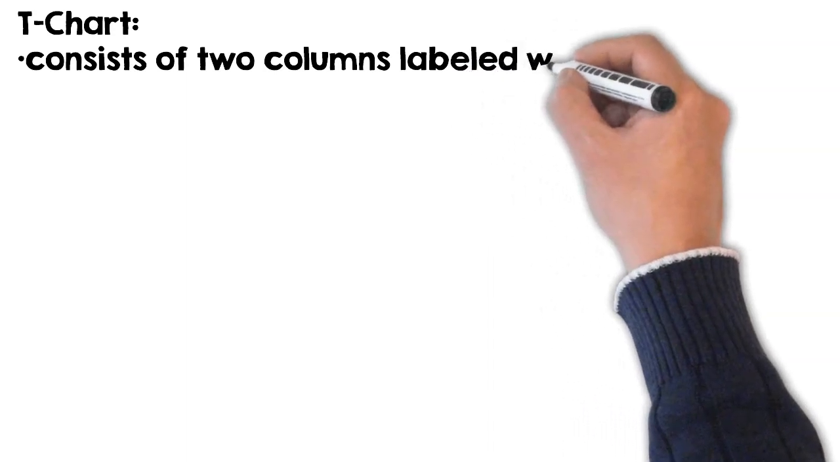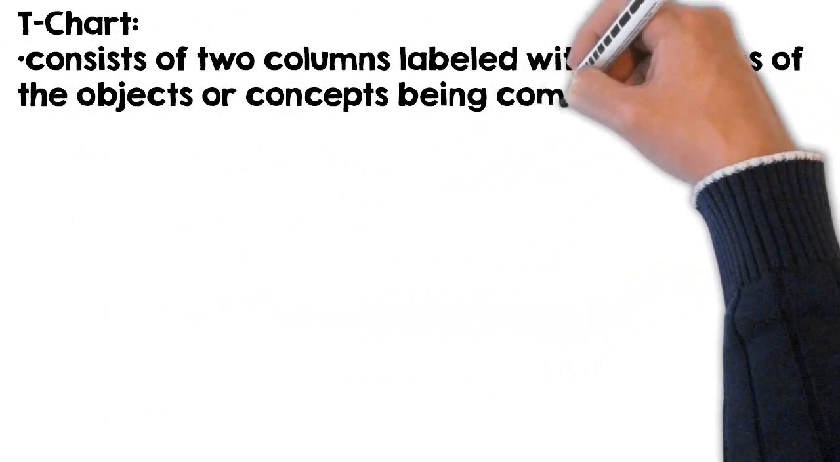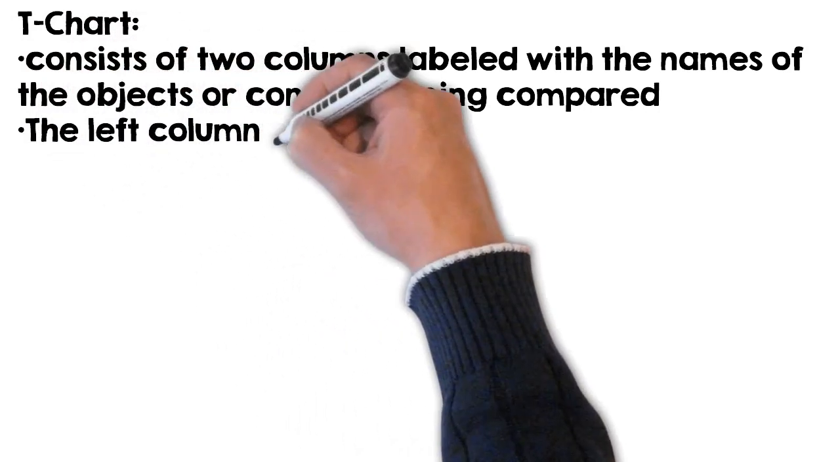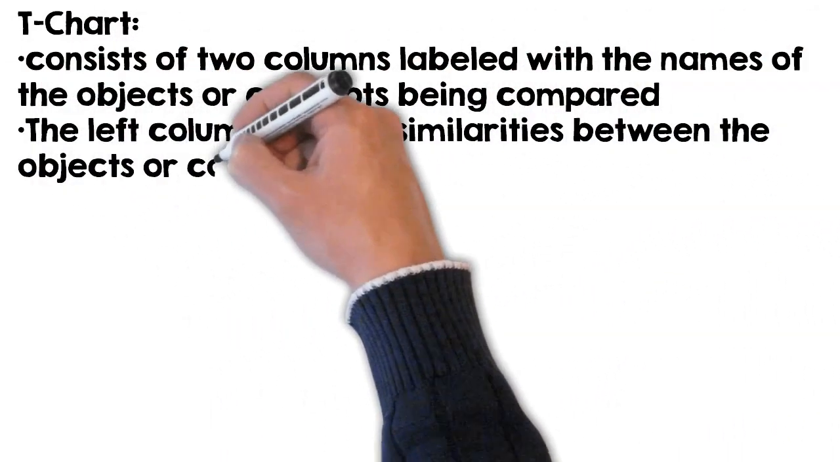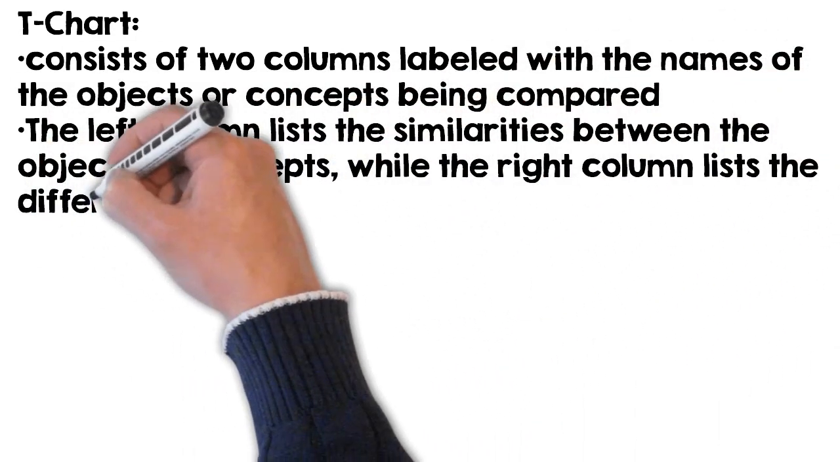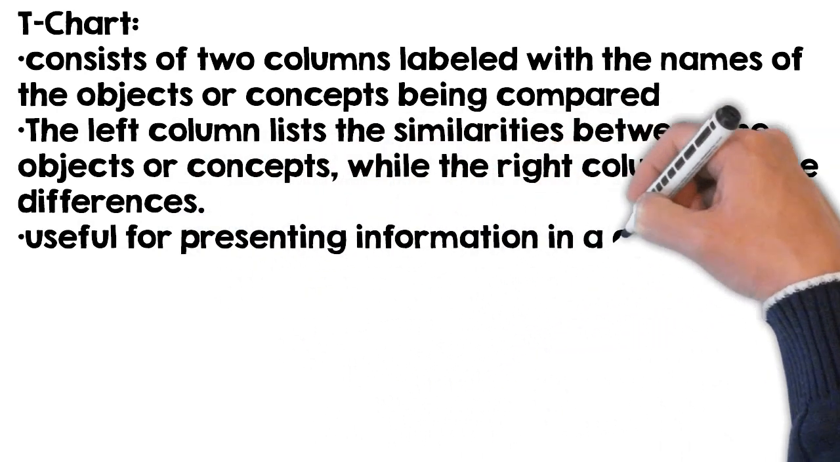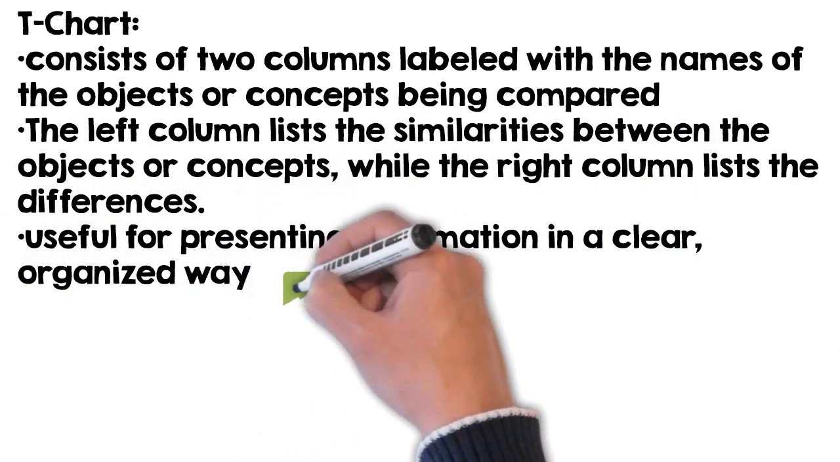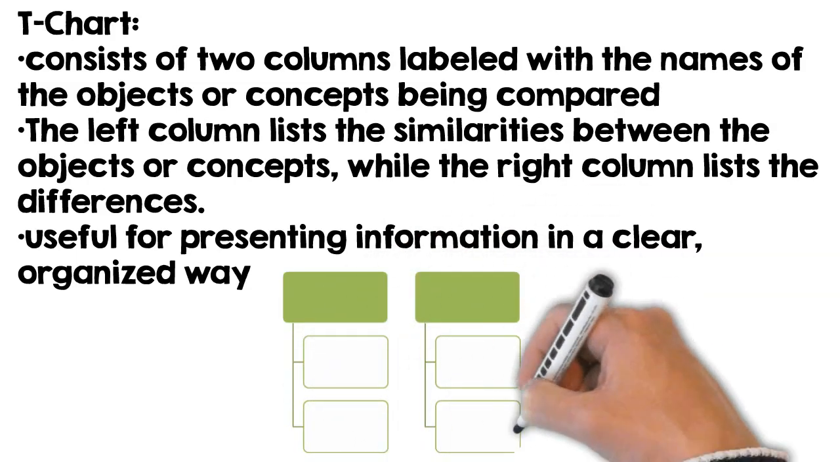A T-chart consists of two columns labeled with the names of the objects or concepts being compared. The left column lists the similarities between the objects or concepts, while the right column lists the differences. Useful for presenting information in a clear, organized way.